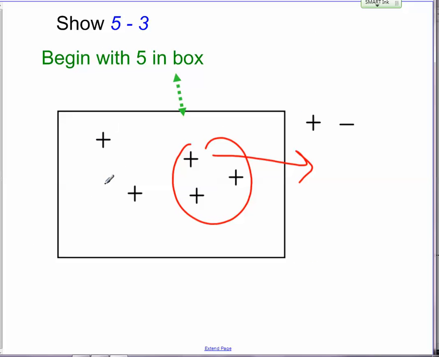And then we started with 5, and we took out 3 because the takeaway model of subtraction is a really good model for using with integer tiles to understand subtraction. So when we take out 3, we're left with 2.